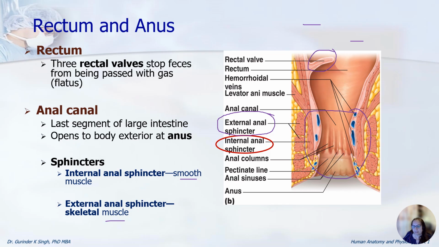There are these elevated ridge-shaped structures present in the anal canal, which are known as the anal columns. And then outside the anal opening, or the anus, there is this line inside. This is known as the pectinate line, and then we have these little sulci present. We call them the anal sinuses.